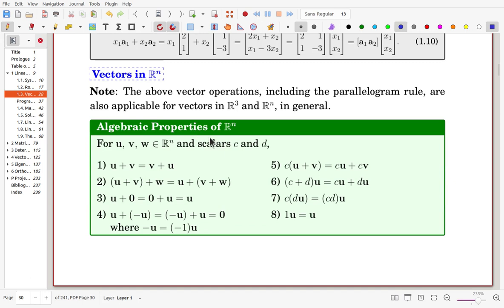Also, the vectors have these properties. If u, v, w are in Rn, in general n, and c and d are scalars, then u plus v must be the same as v plus u. If we add three vectors, we can add the first two first or the last two first. Once 0 is added, it's not changing. For a given vector u, if you add minus u, it will become 0. And here, minus u is the same as minus 1 times u.